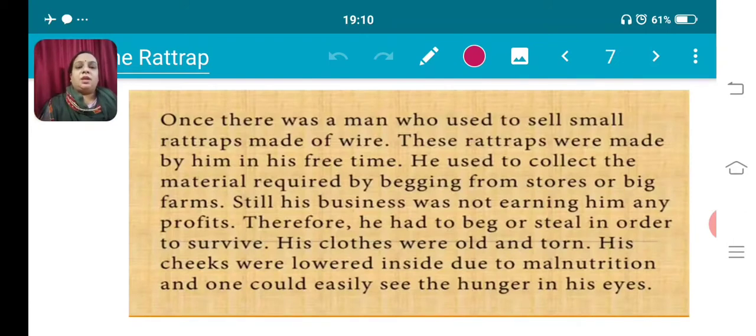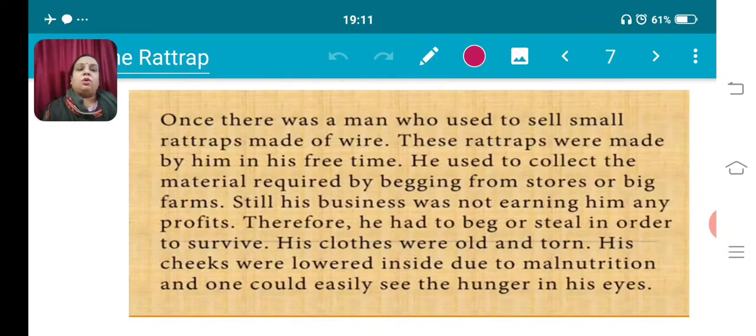Let's start the summary of The Rat Trap. Once there was a man who used to sell small rat traps made of wire. These rat traps were made by him in his free time. He used to collect the material required by begging from stores or big farms. Still, his business was not earning him any profits. Therefore, he had to beg or steal in order to survive.